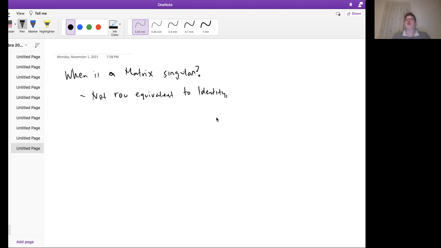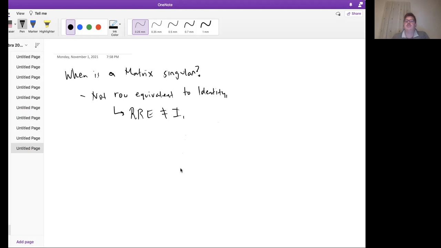Okay. How do you know if something is not row equivalent to identity? What form of a matrix tells you about row equivalence to identity? What form of matrix do you want to look at to determine if it's row equivalent to identity? Something I was looking for is reduced row echelon form. The reduced row echelon form is not equal to identity.